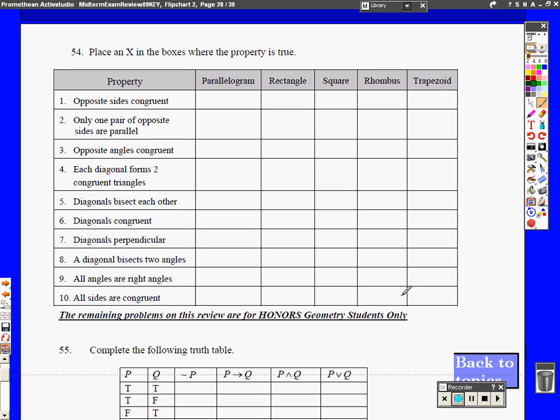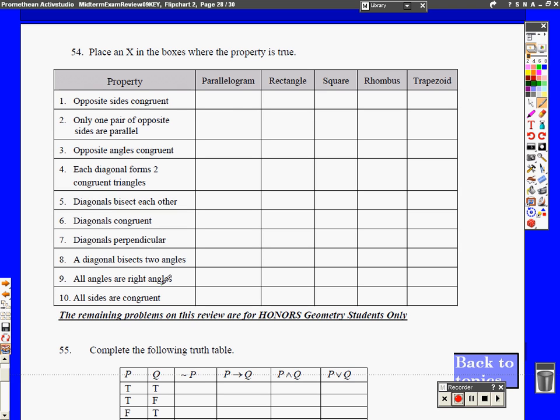So you might remember seeing a chart just like number 54 when we did it in class and we discussed the properties of the quadrilaterals that we learned about. So we're pretty much just going to complete this chart just like we did in class. We're going to check off in the boxes if this quadrilateral has this property.